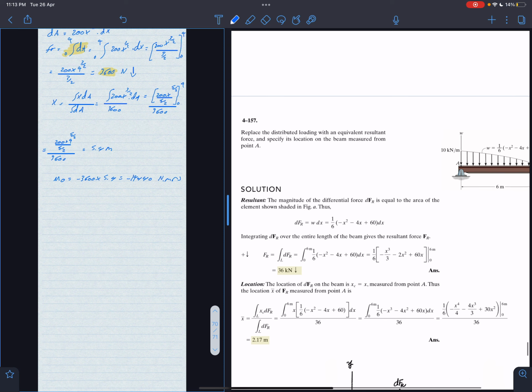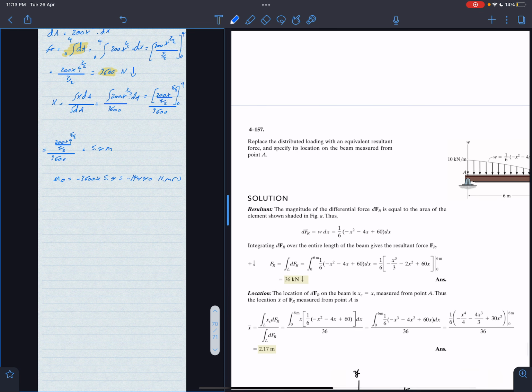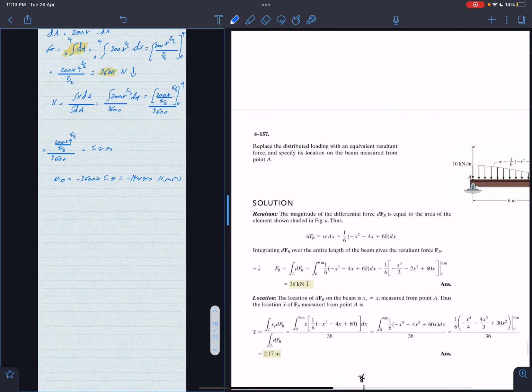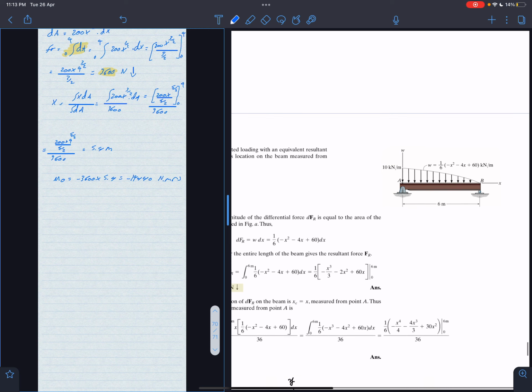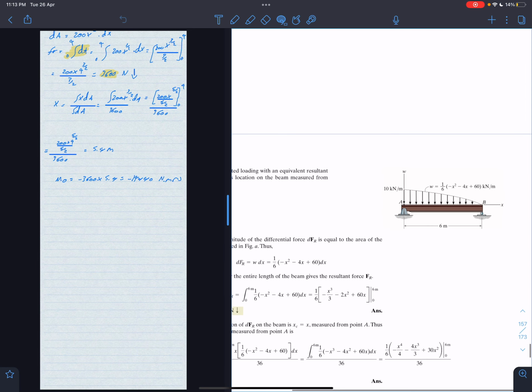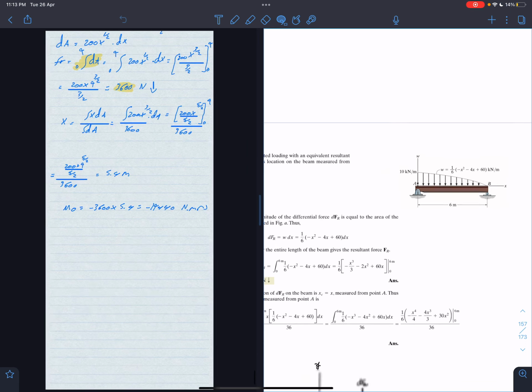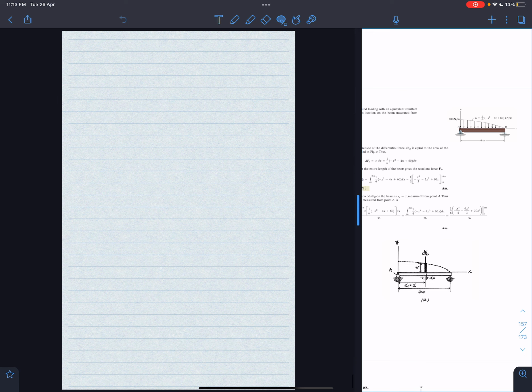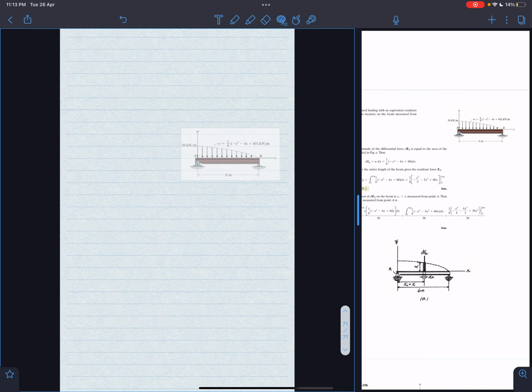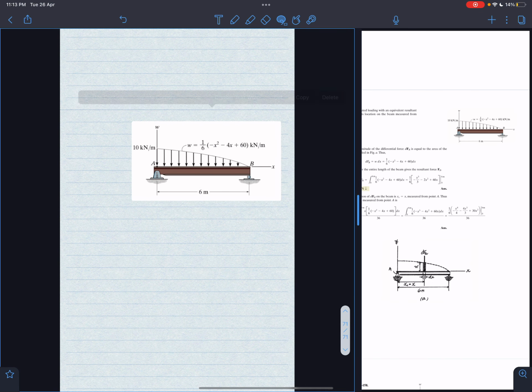All right, this one is going to be a little bit annoying, but let's see what we can do. Replace the distributed loading with an equivalent resultant force and specify its location on the beam measured from point A. So the toughest part here is the equation itself, or the function of the curve, but the procedure should be the same. Let's see.